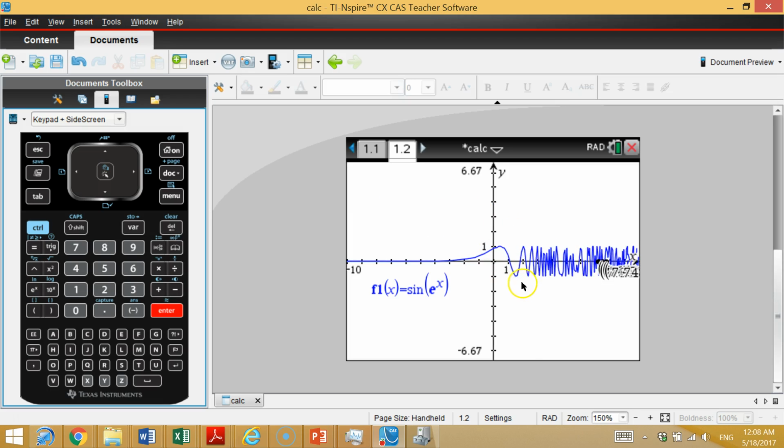So I know 2 is right here. Pi is over here somewhere, but I can't really see what's going on. Now, you might say, well, didn't we just learn Zoom Box? Couldn't I just zoom in on that box? Yes, but there's actually a better way to do it.